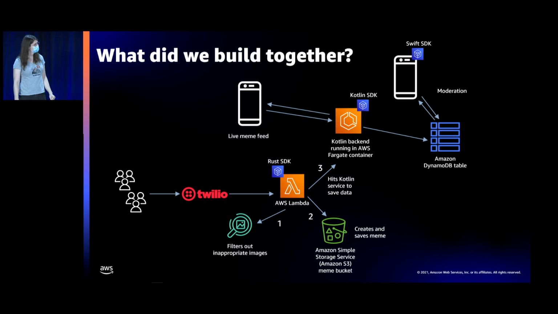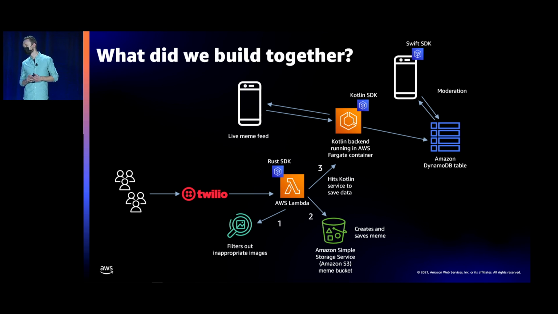The Kotlin backend is going to pick that up. It's going to inspect the image and then save some metadata to a DynamoDB table. It's going to mark the image as unmoderated, meaning it needs a human to take a look at it and see whether it's good to show or not good to show. That's one thing that the Kotlin backend will do. The other thing that it will do is listen for requests from a front-end app to show the approved memes. So it's kind of running as a Ktor web server in a Fargate container.